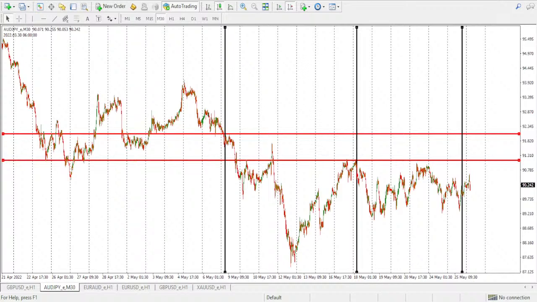Today is the 26th of May. So I'd like us to start analysis with the chart on my screen. This is EURUSD. Just a second.